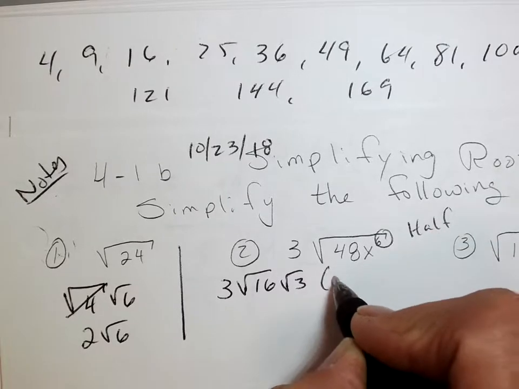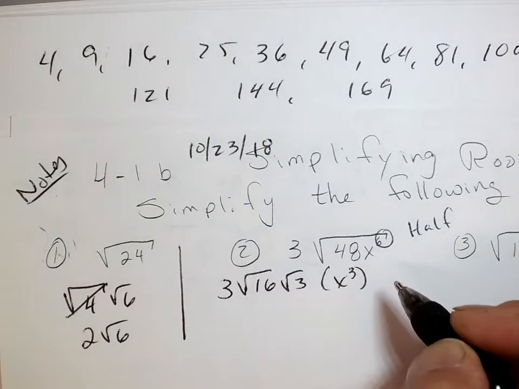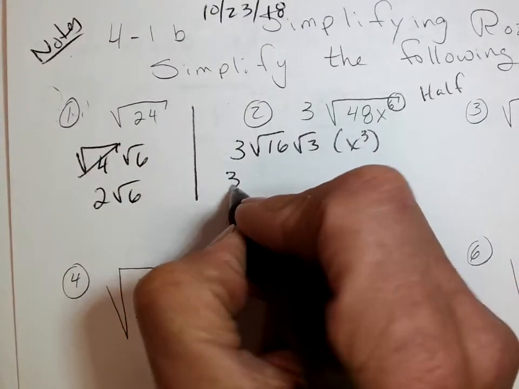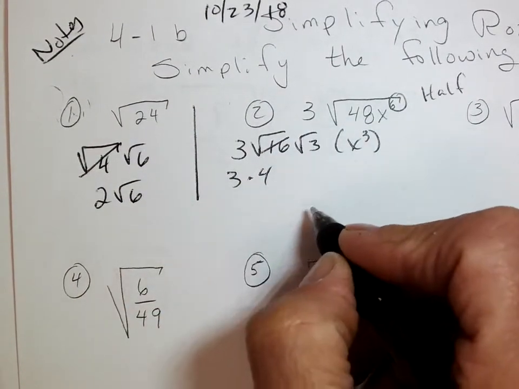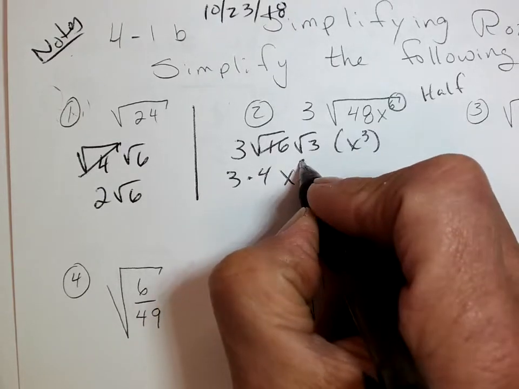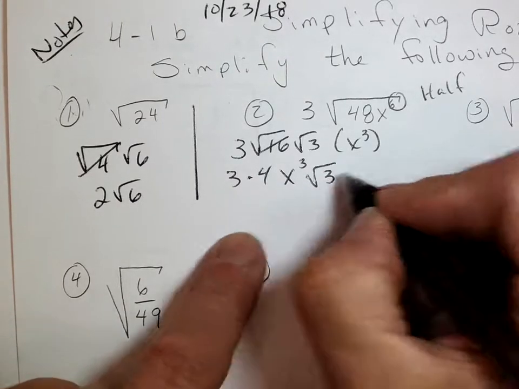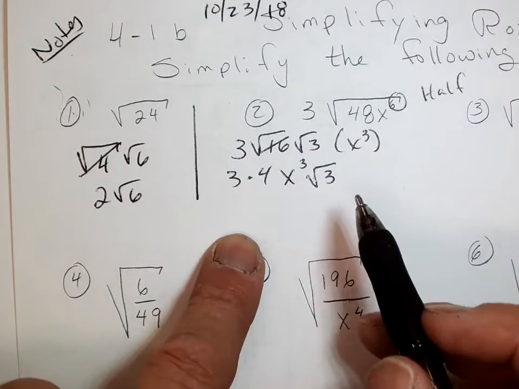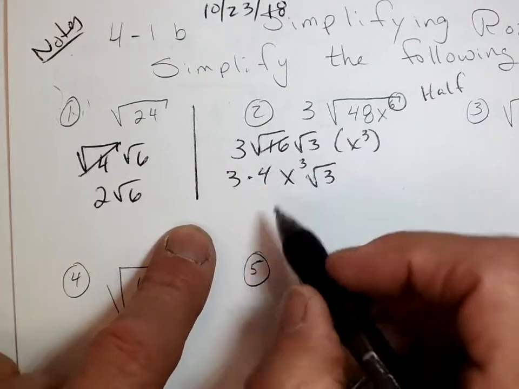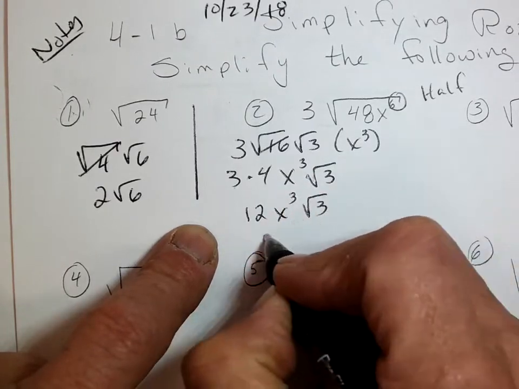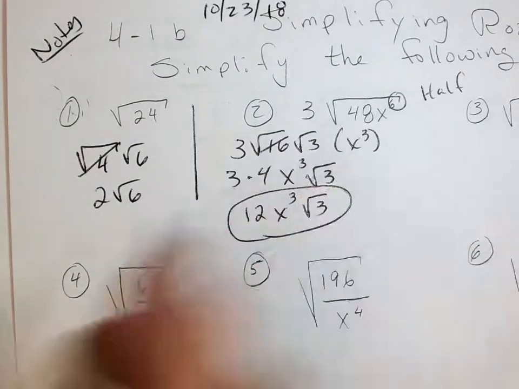So I'm going to change that to an x to the third. Okay, take half of that, right? All right, now, square root of 16 is a 4. X cubed is done. Square root of 3 is another one of those bad numbers. I mean, it's an irrational. Square root of 3 is a really ugly decimal. We leave it as the square root of 3. I'm going to tie it up and finish it up. 3 times 4 is 12 x cubed square root of 3. Okay, thumbs up.